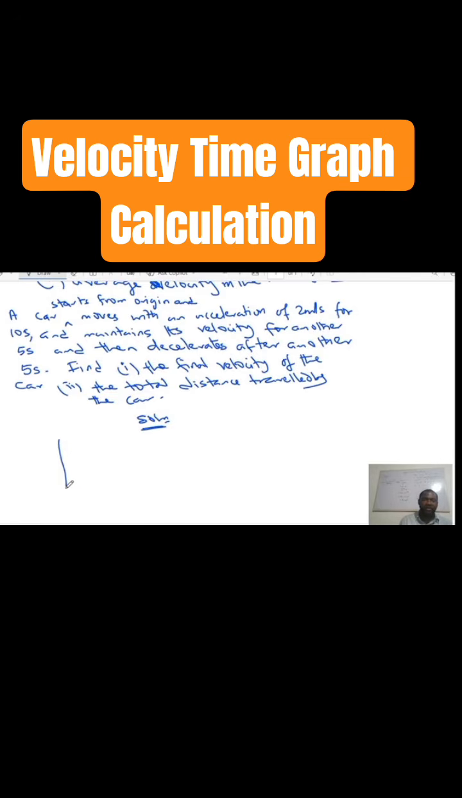Now this is quite easy. The car starts from origin, that means it starts from rest. Most times they wouldn't use the word origin, they will use the word rest. So when it starts from rest, it starts from the origin like this. And it accelerates. To accelerate means it goes like this. And the acceleration is 2 meters per second squared.